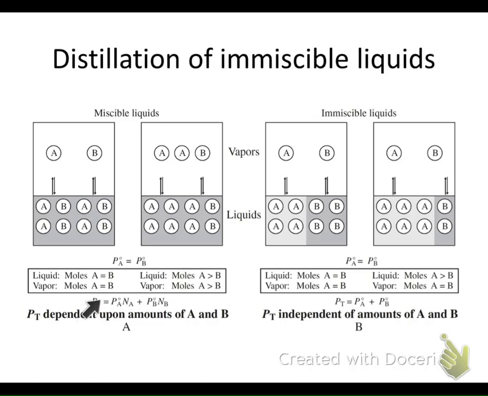Now, as it turns out, when you have immiscible liquids, and this is what we have when we have oils, the two liquids don't mix, and so you have pure A and pure B in a mixture, and the vapor pressure that's exerted by each is independent of the moles of each. So as a result, the total pressure is just the sum of the vapor pressures of the substances when they're pure.